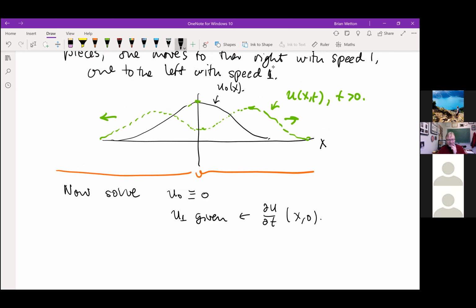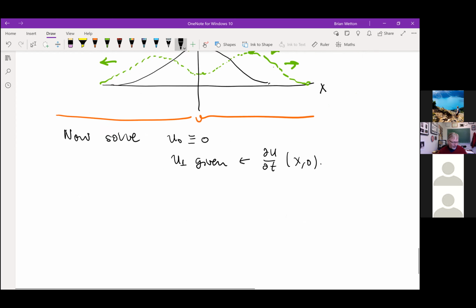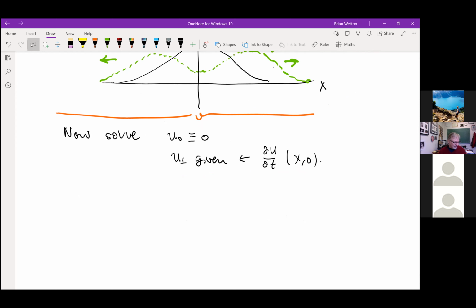Right, and then if we've got a problem where they're both not 0, we can just take the two solutions and add them up because it's linear. Linear is nice that way. So I need to make x at 0 equal to 0.